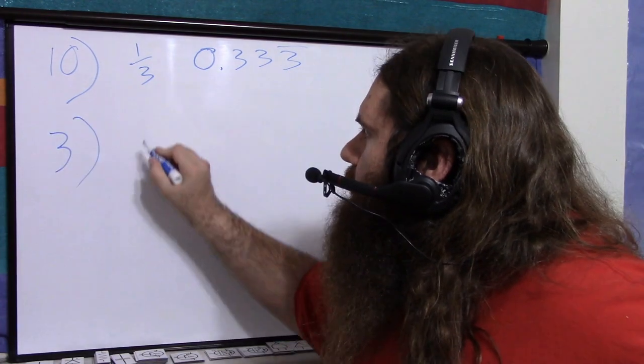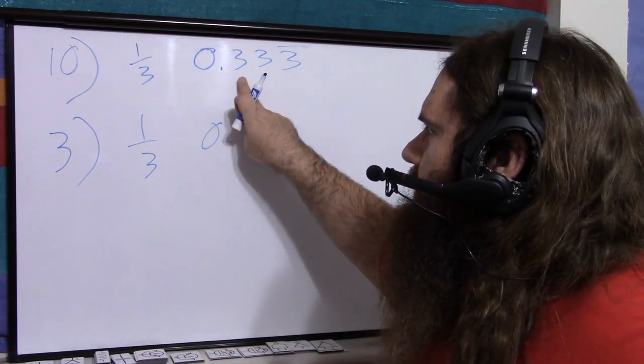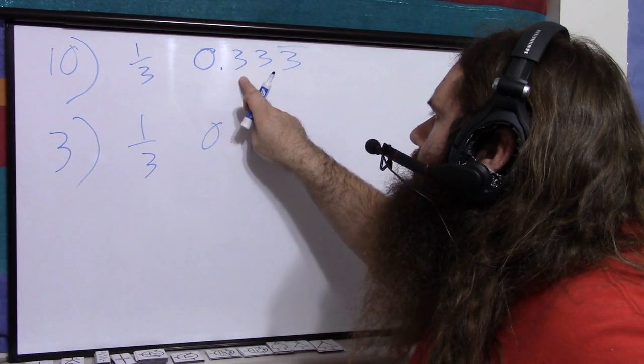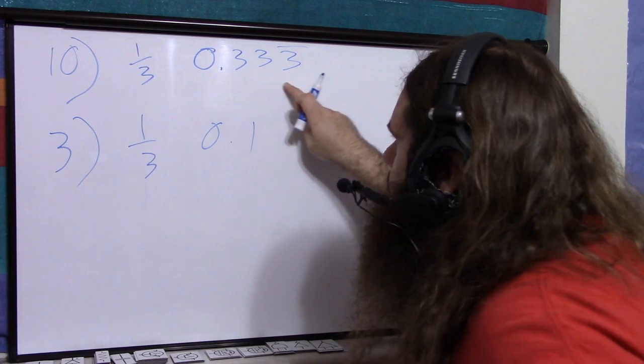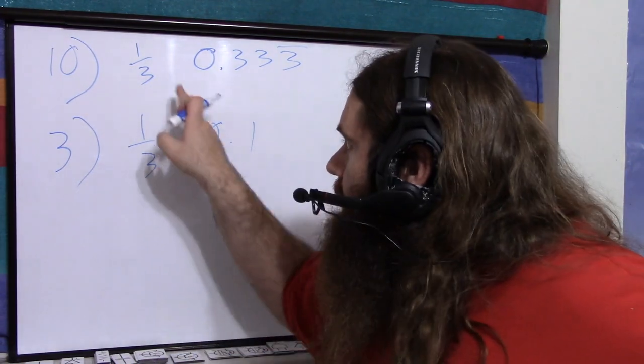In base 3, 1 third is 0.1. That's it. What's our positional notation? 3 times 10 to the minus 1 plus 3 times 10 to the minus 2 plus 3 times 10 to the minus 3, infinitely, trying to get closer and closer and closer to actually a third.